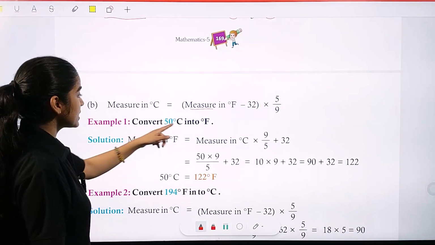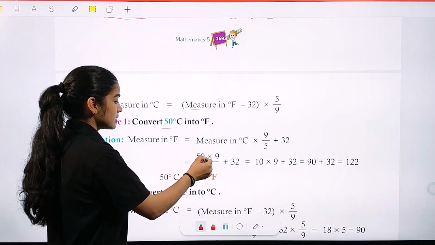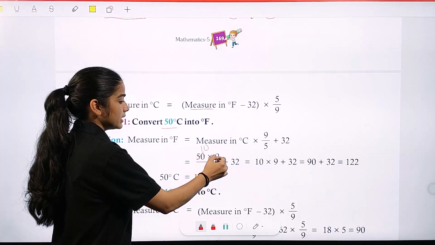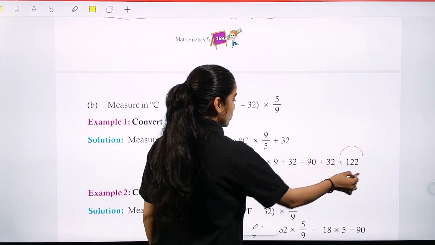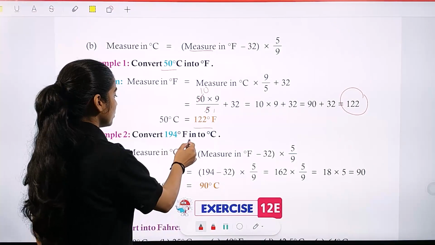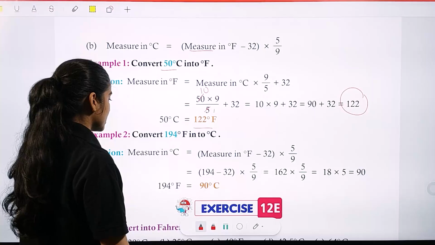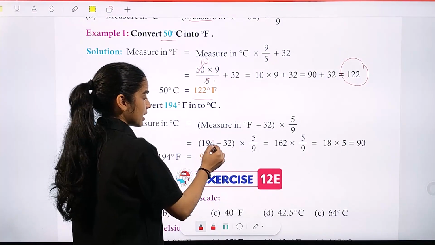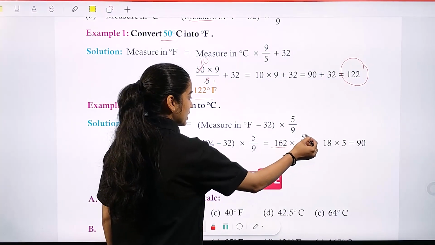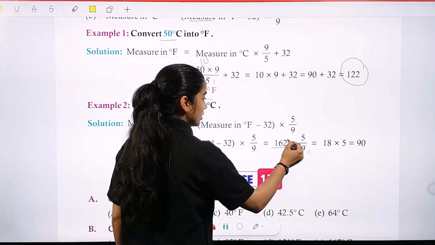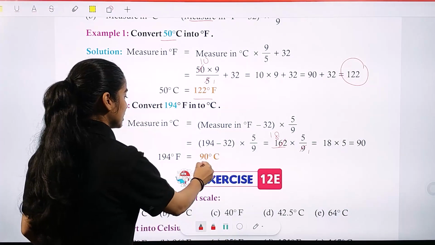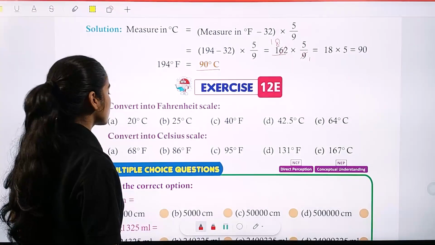सो कन्वर्ट 50 डिग्री सेल्सियस इनटू फ़ारेनहाइट. तो 50 डिग्री सेल्सियस 9 multiplied by 5, 1 10, 90. 90 plus 32, 122 is your answer. Now convert 194 Fahrenheit into Celsius. So first you have to subtract 32 from 194. You have your 162. Now you have to multiply it 5 by 9 and here 1, here 18. 18 multiplied by 5 is 90. So 90 degrees Celsius. Now we have our exercise 12E.